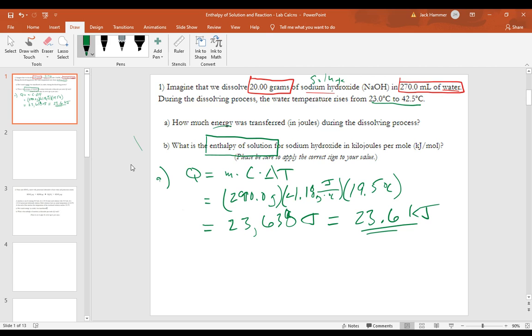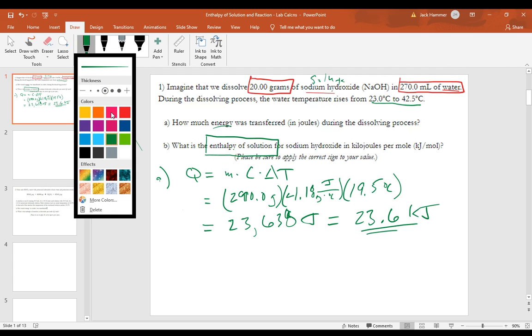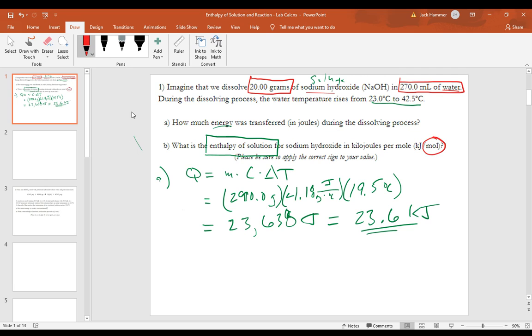So we'll keep this energy value, 23.6 kilojoules, in our back pocket, and we need to go on now and calculate the enthalpy of solution for sodium hydroxide in kilojoules per mole. The trick here is figuring out the moles. That's part B of this process: if we have 20 grams of sodium hydroxide, how many moles is that?